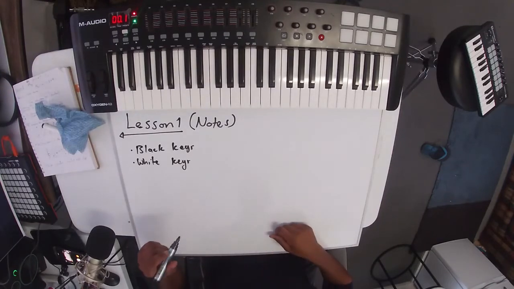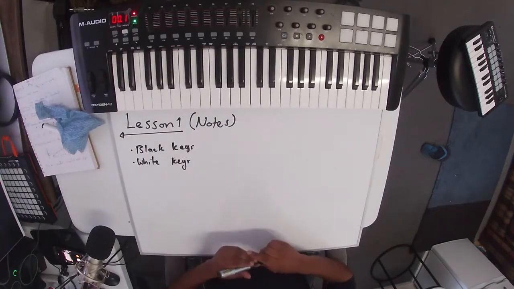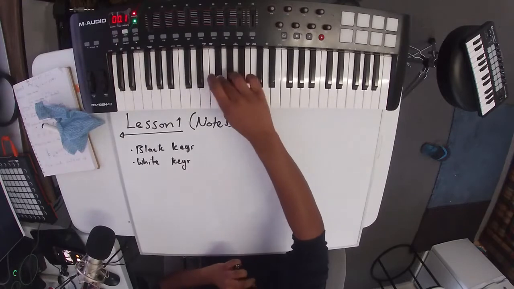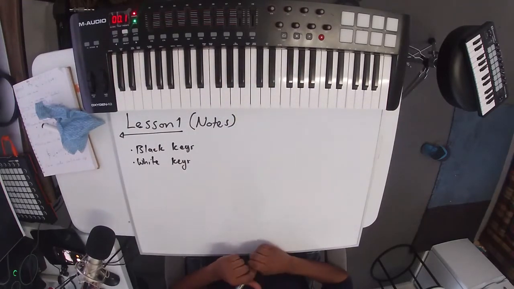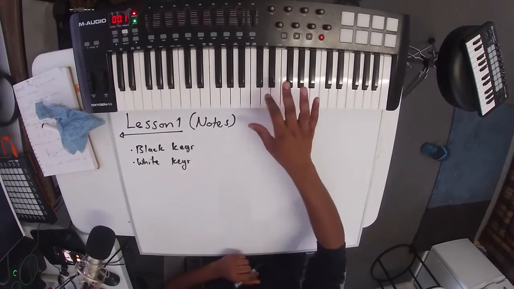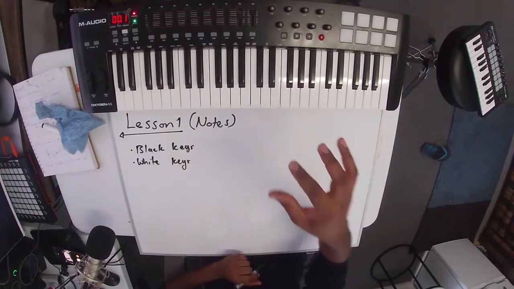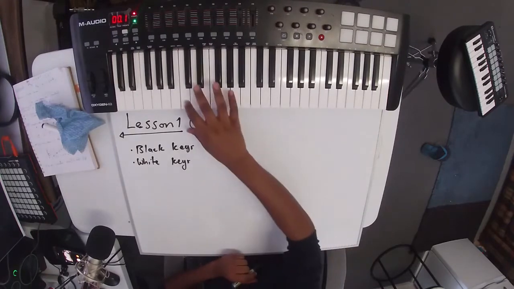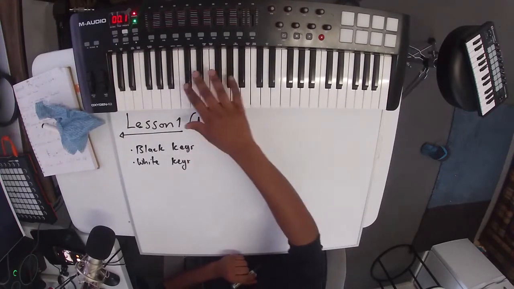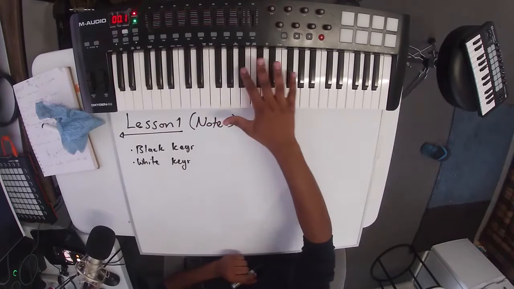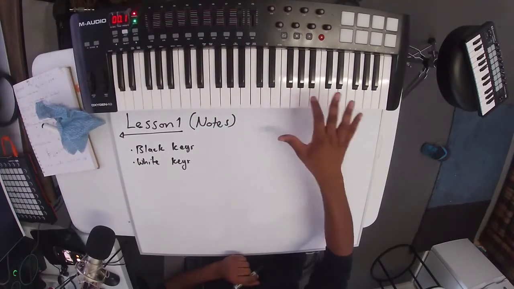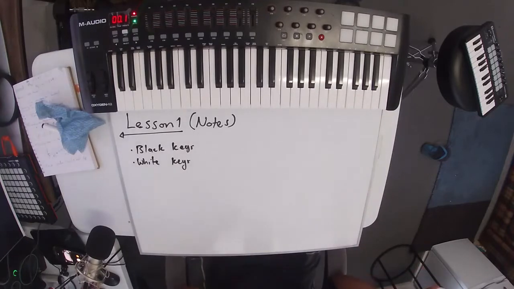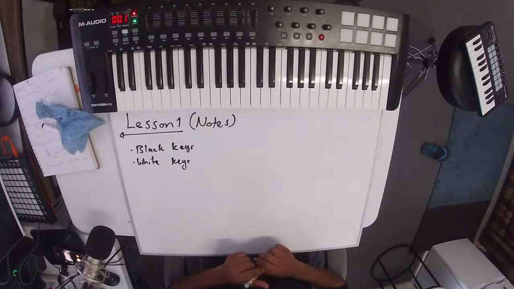Now, the keyboard is played by pressing the keys, right? When you press the white keys, a sound is produced. Press the black keys, a sound is also produced. Okay, so those are your black and white keys.